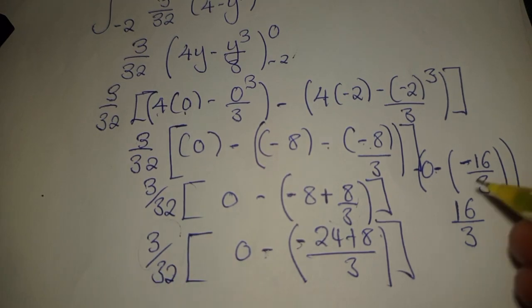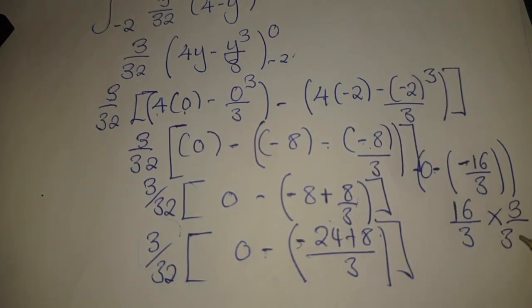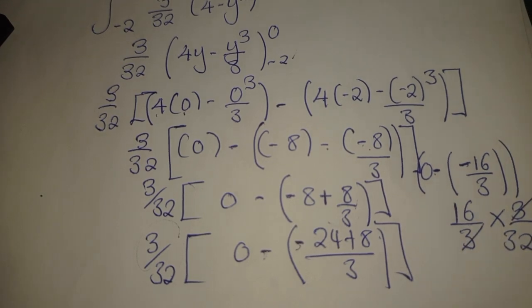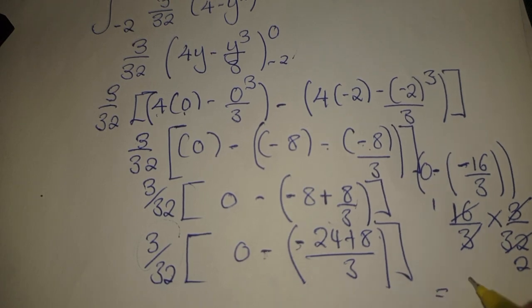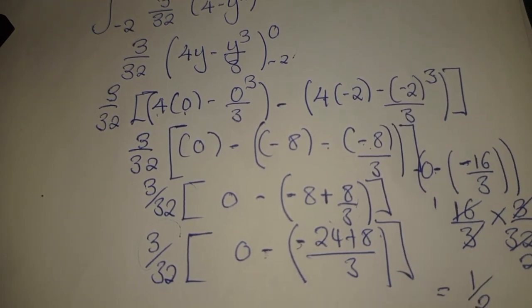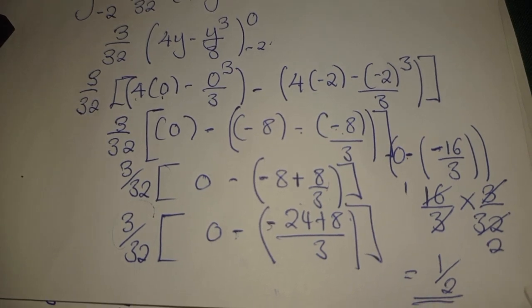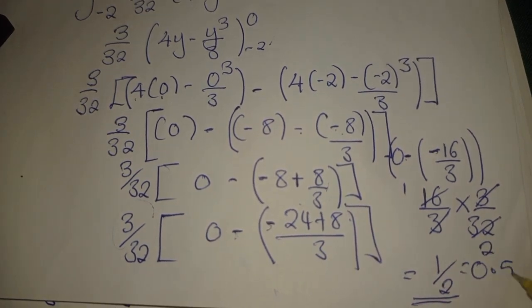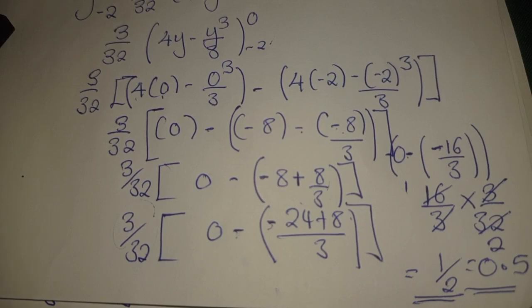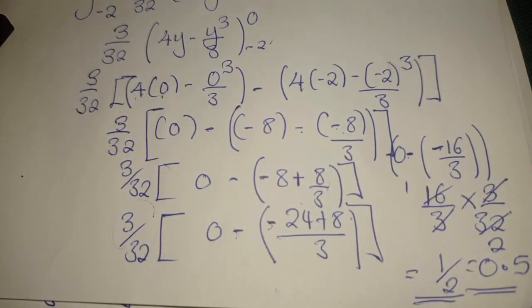Remember, down here you had 3 over 32. So 3 and 3 there can cancel. 16 goes into 16 once, and into 32 twice. So the probability that y is less than 0 is 1 over 2, in decimal 0.5. Remember, the probability density function is always the derivative of the cumulative distribution function. And by all means, your answer should never exceed 1, because every probability is out of 1.